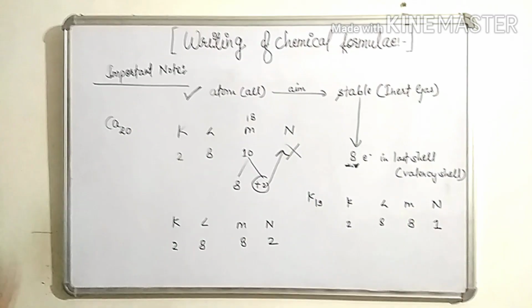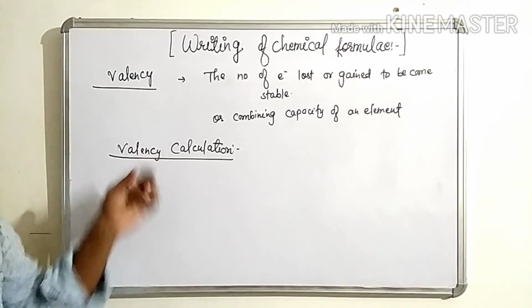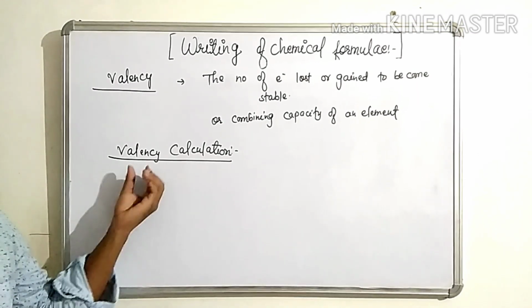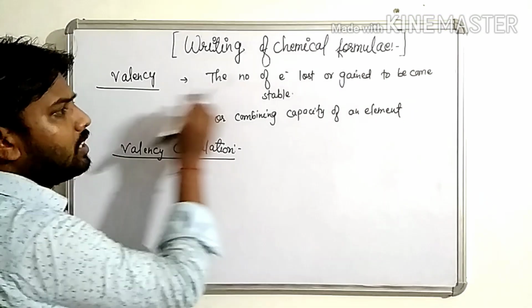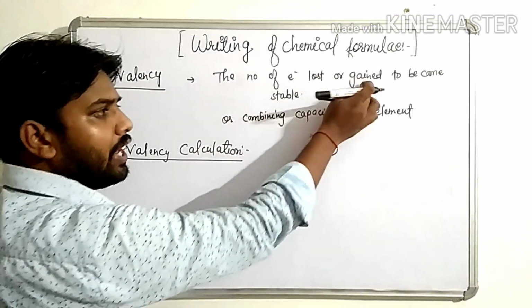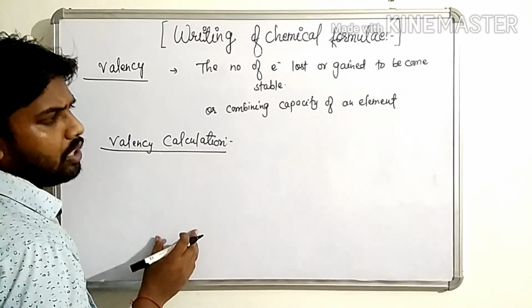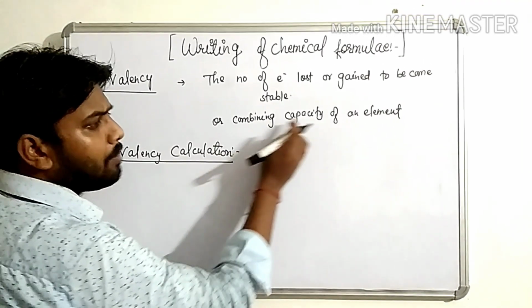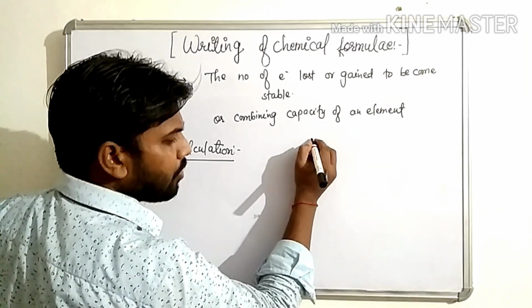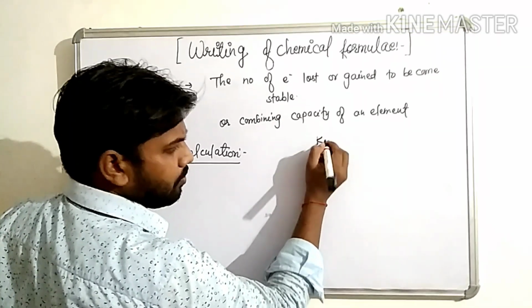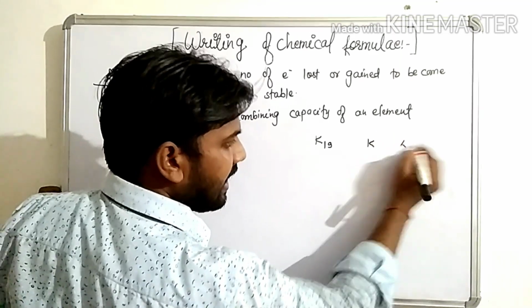Clear children? Now children, see what valency is and how we can calculate the valency of an atom. Students, valency means the number of electrons lost or gained to become stable; or you can say the combining capacity of an element is called valency. See children, example: potassium, atomic number 19. So potassium, K, L, M, N.